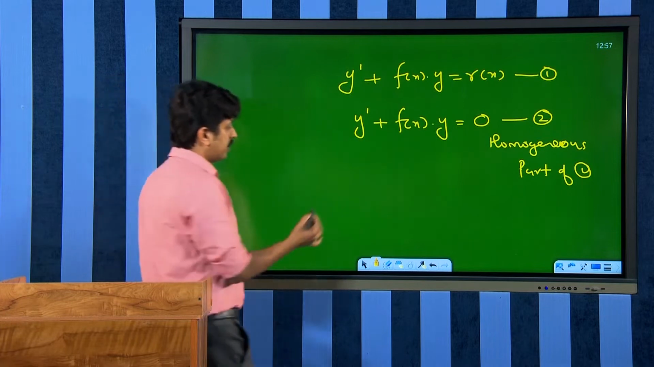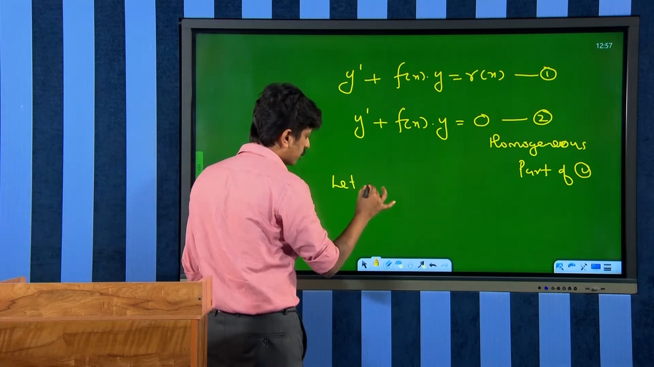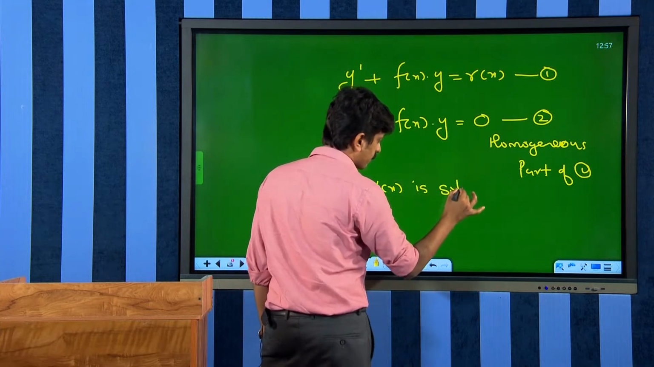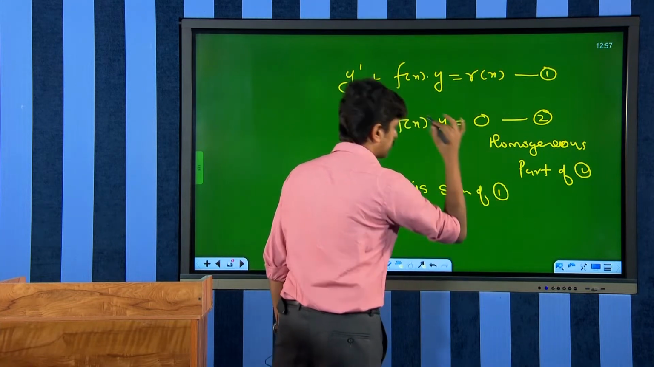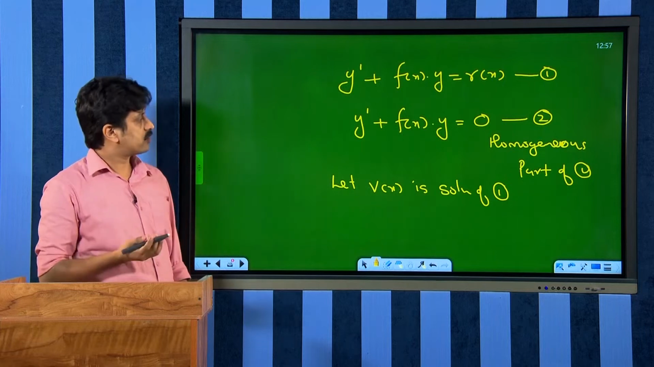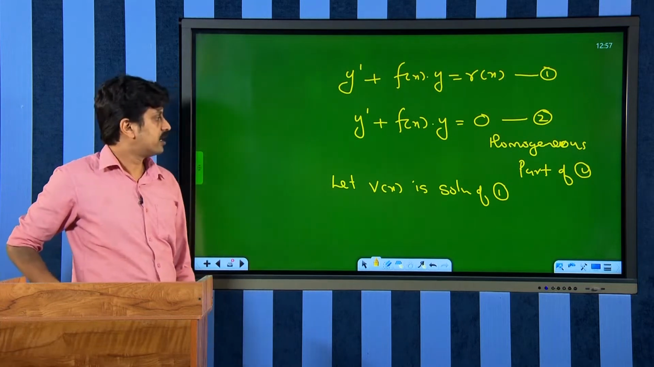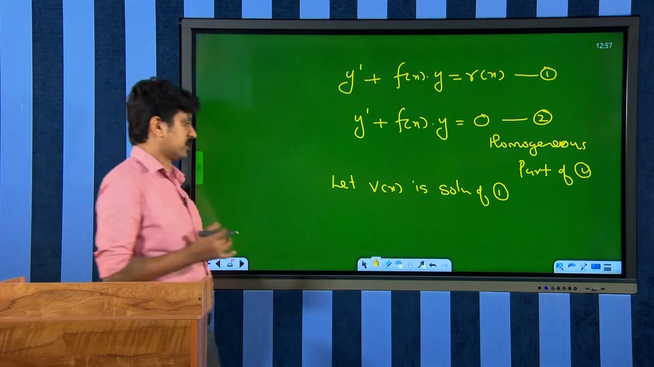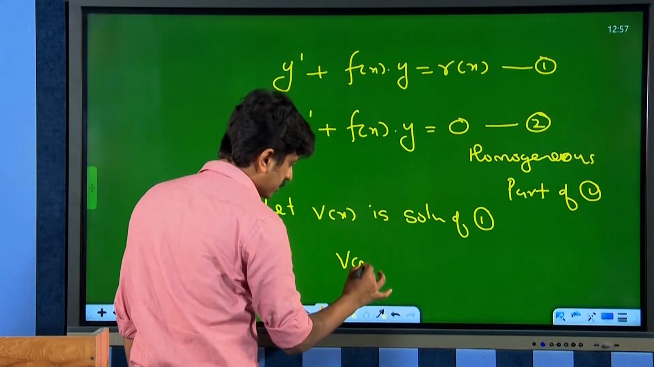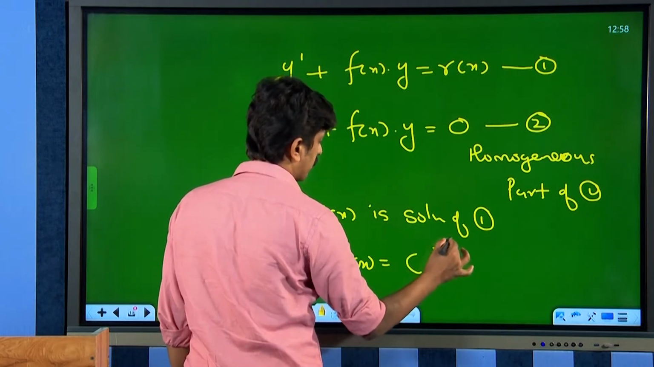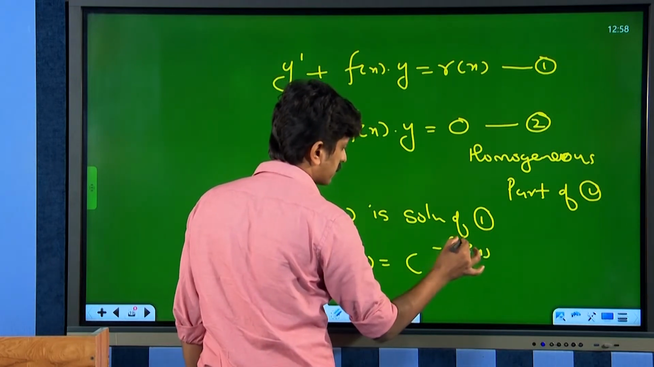We suppose that v of x is the solution of the homogeneous equation. Actually, we found v of x as c e raised to integral minus f of x dx. We already discussed that v of x is e raised to minus integral f of x dx.